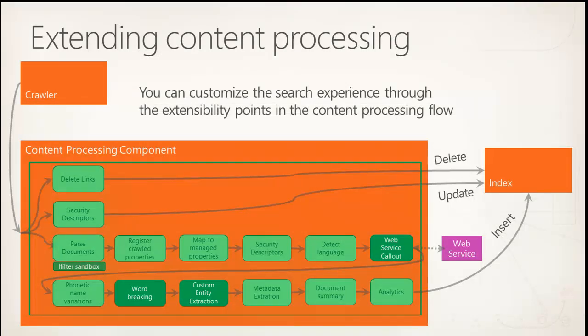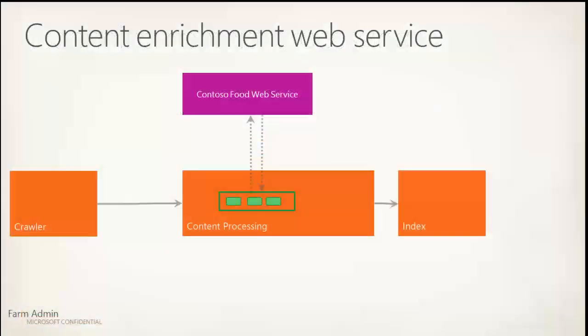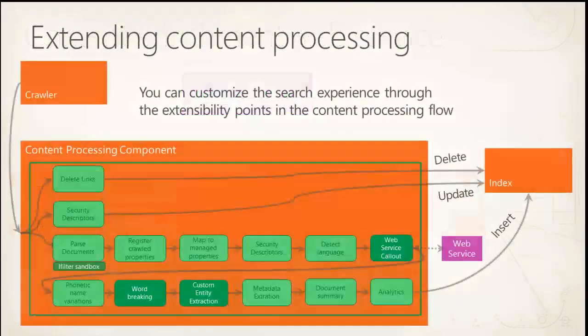But actually, I just wanted to mention one more thing here. As you see, the web service callout is located in a particular place in the flow, and that has some bearing on what you can and can't do with the web service. For example, you can see that language detection comes before the web service callout. So that means the language property is something you can use in your web service. You can say, okay, if it's English, do this, or if it's French, do something else with the content.